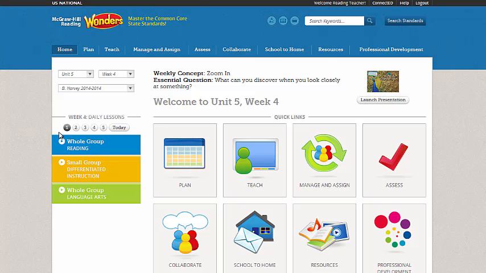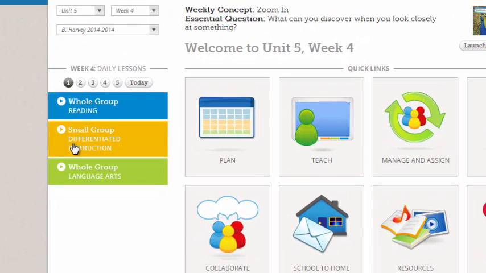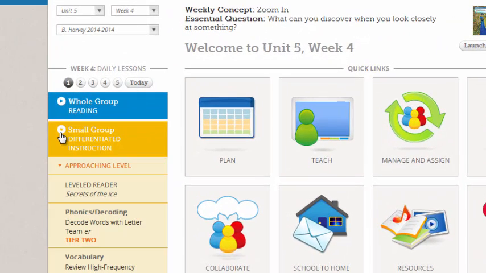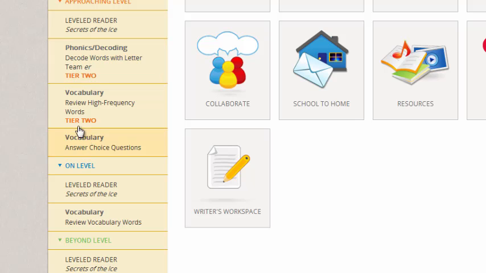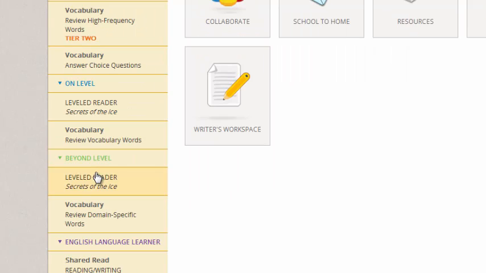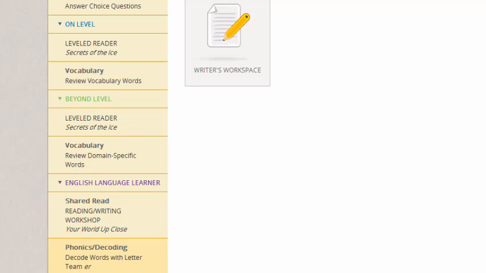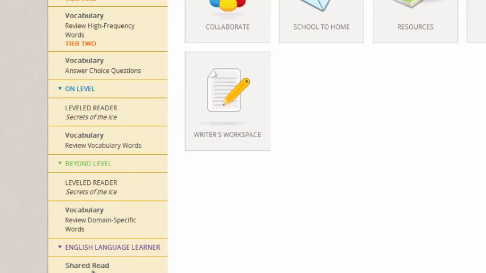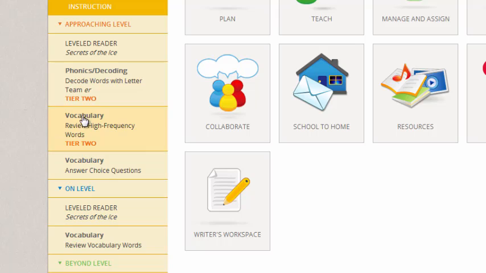Now, of course, all instruction with Reading Wonders is differentiated, but we're going to focus on the tools that you'll lead with for small group. So right now, I'm on my home page as a 4th grade teacher, and I'm just going to open the blade that says Small Group Differentiated Instruction. And once I open this, I can see my approaching, my on, my beyond, and my English learner leveled materials for differentiated small group instruction.